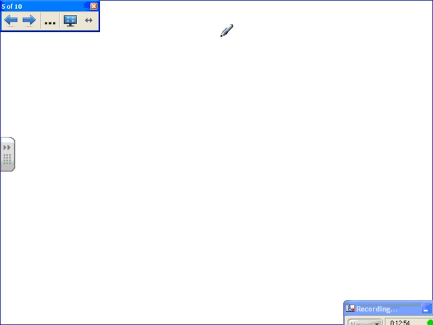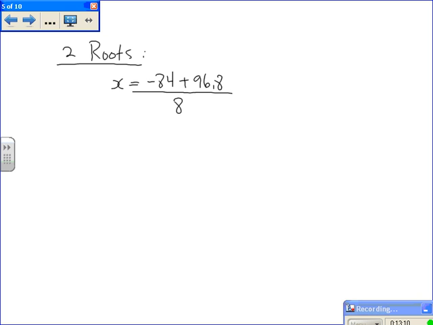Okay, so here's my two roots. Root number 1 is when I have x equals negative 84 plus 96.8 divided by 8. Sorry, I should have my line under the 8. And so that will give me x is equal to, well, that's going to give me a positive number on the top. And when I divide by 8, my answer is going to come out to be 1.6. Negative 84 plus 96.8 divided by 8 is 1.6.